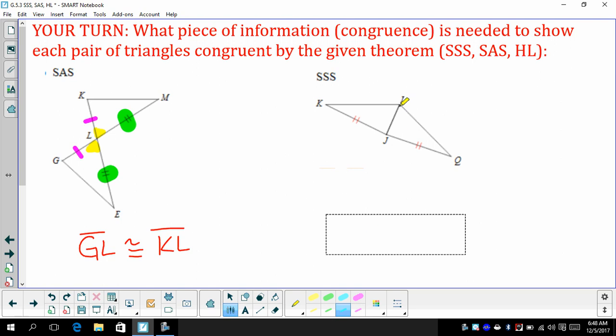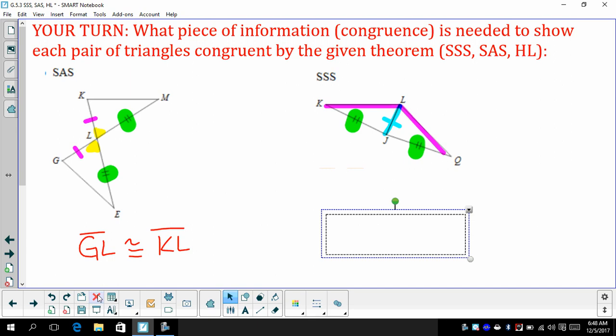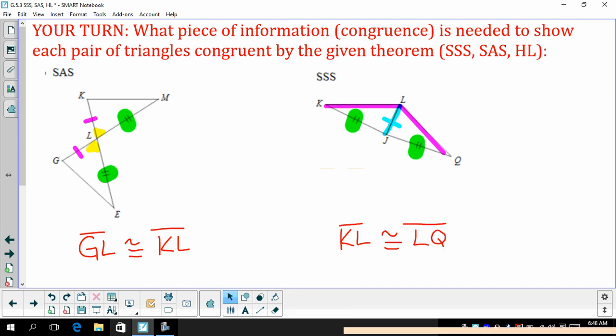In this triangle, I know that these two sides are congruent by the reflexive property. I'm also shown that those two sides are congruent. So in order to use side, side, side, the two sides I would need to tell you are congruent are KL and LQ. That's the missing piece of information. And so that's what I would need to know.